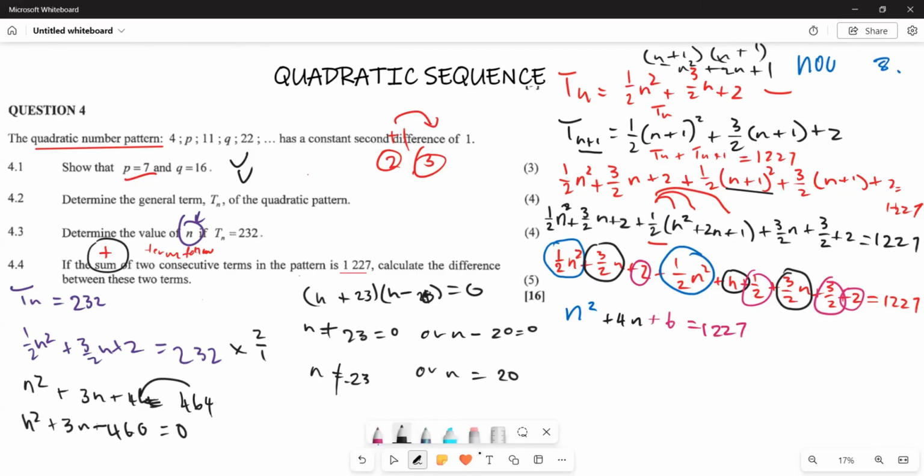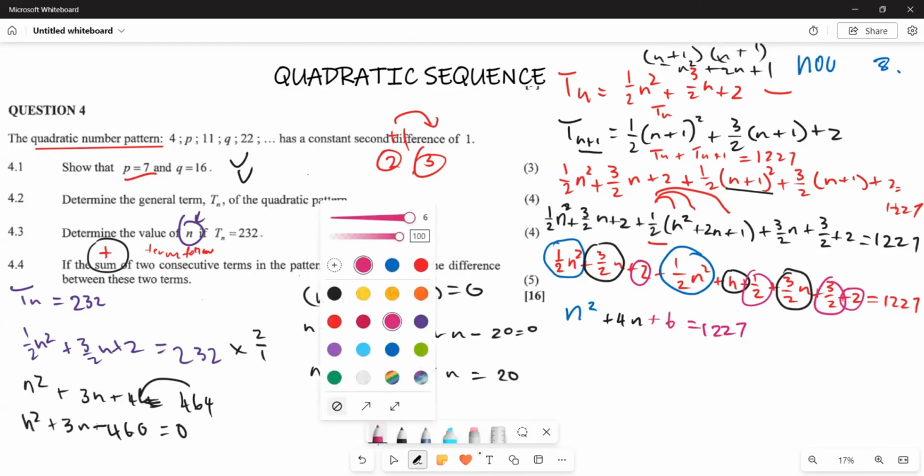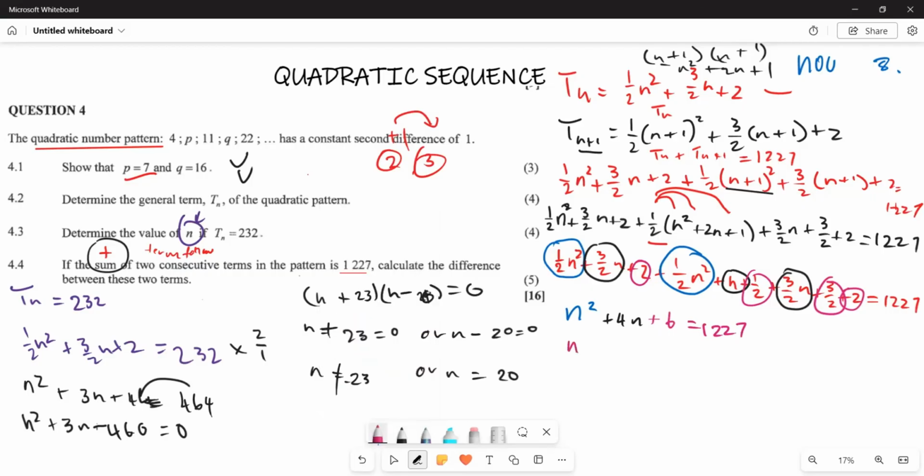Now we are going to group our like terms. When you group the like terms, what do you have here? This is going to be n squared plus 4n. Then when you take this side, this is going to be minus, and this is going to be minus 1221, which is equal to 0, right?